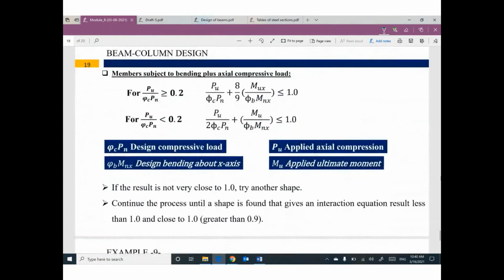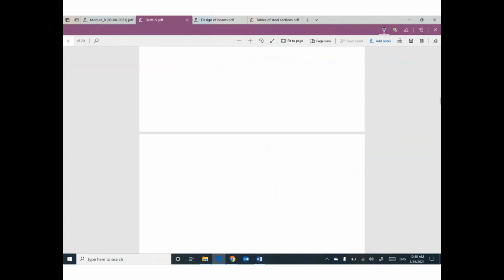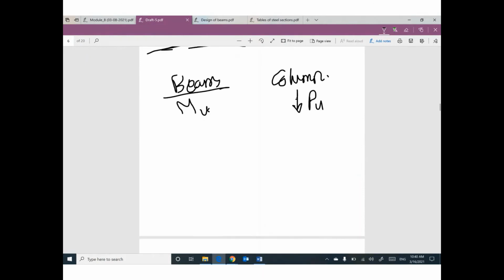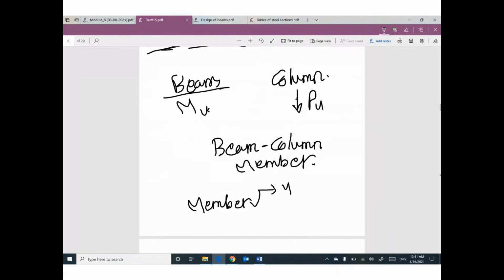Next meeting. So until now, we can design a beam under the effect of moment. We can design a column under the effect of axial load, P ultimate. Sometimes we have a beam column member. What do you mean by beam column? Is it a beam? No. Is it a column? No. It's a combination: a member under the effect of moment and axial force at the same time.